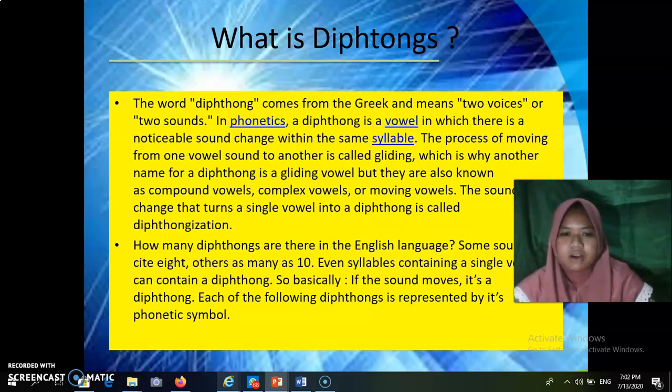How many diphthongs are in the English language? Some sources cite 8, others as many as 10. So basically, if the sound moves, it is a diphthong. Each of the following diphthongs is represented by its phonetic symbols.